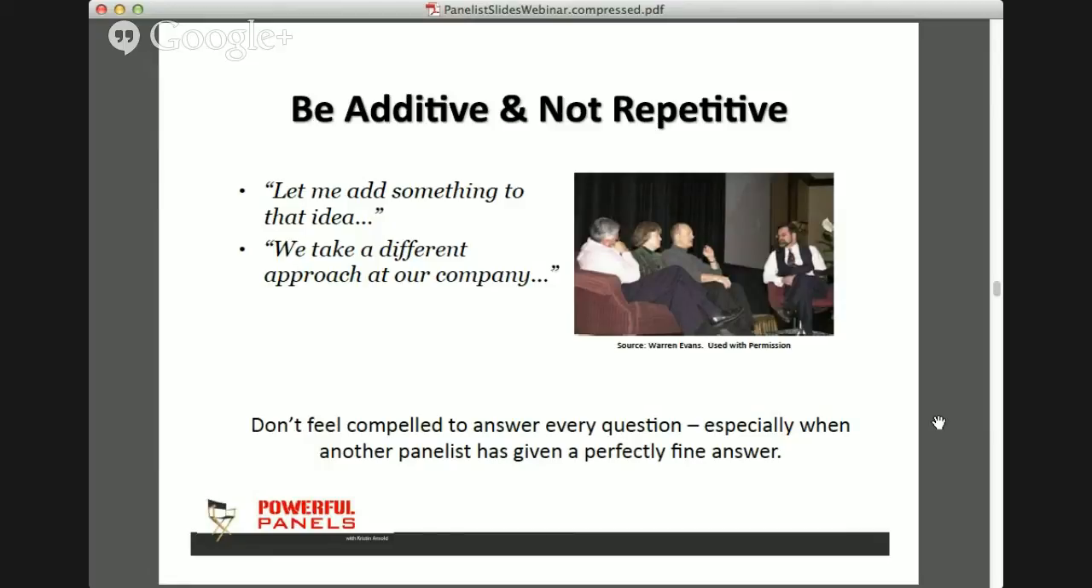When you say yes, but, now you're starting to get into that disagreement area, which is fine. Take a gracious viewpoint and you could say, we take a different approach at our company. We do something different. So that you are showing different perspectives. The key is, do not reiterate what other people are saying. And you don't have to answer every question, especially when another panelist has given a perfectly fine answer. So let's be additive and not repetitive.